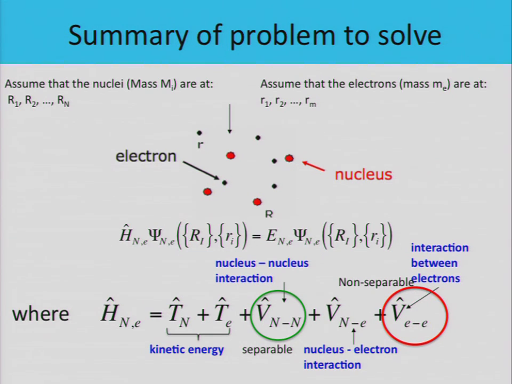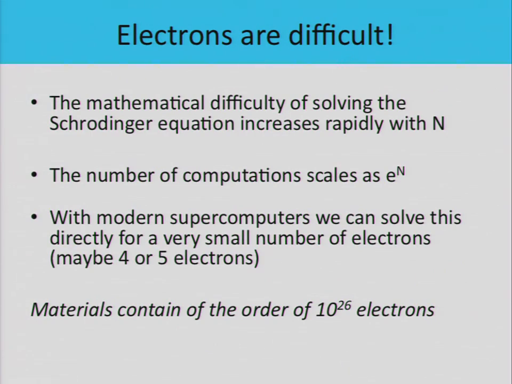The electrons are the tricky ones. There's tons of them, and they have all these nasty interactions that we're not very good at. We know what they are, but they're very hard to categorize. So the numerical difficulty of solving the Schrödinger equation is exponential with the number of electrons. With modern supercomputers, we can solve this system exactly, because we know exactly what all these interactions are. It's the Pauli exclusion principle, all those quantum mechanical things where the electrons can't occupy spaces too close to each other. We can solve this exactly for about 4 to 5 electrons.